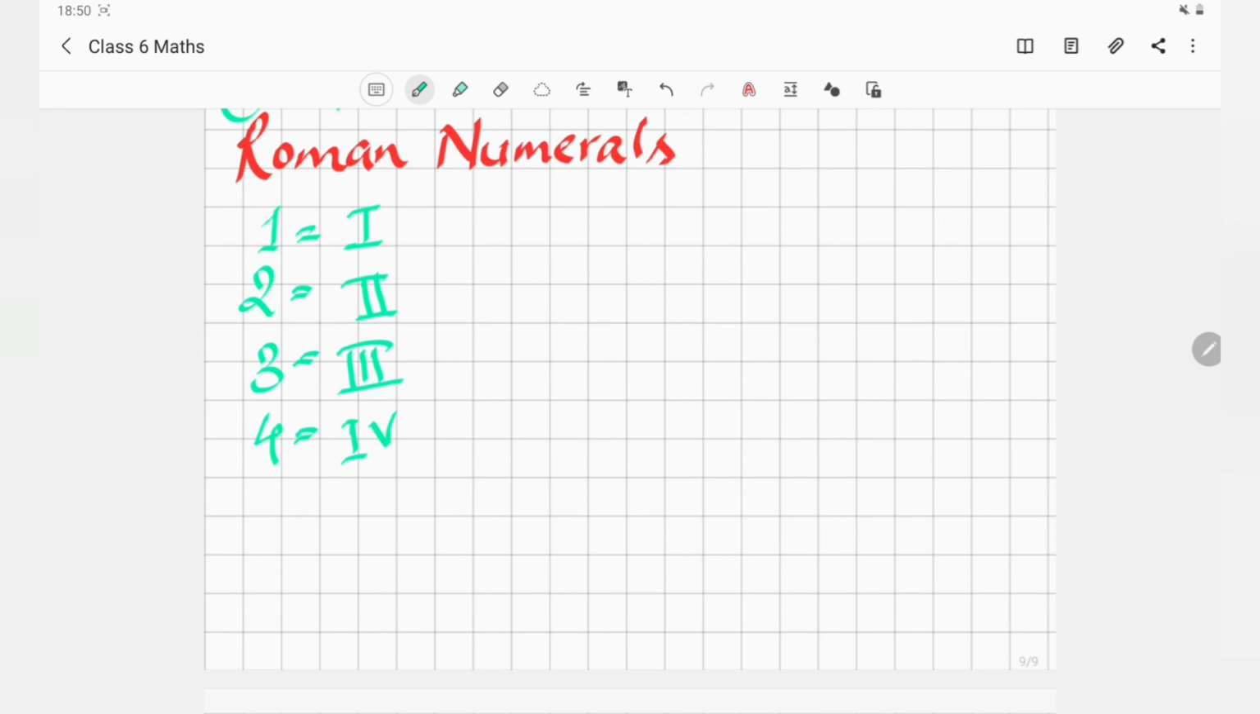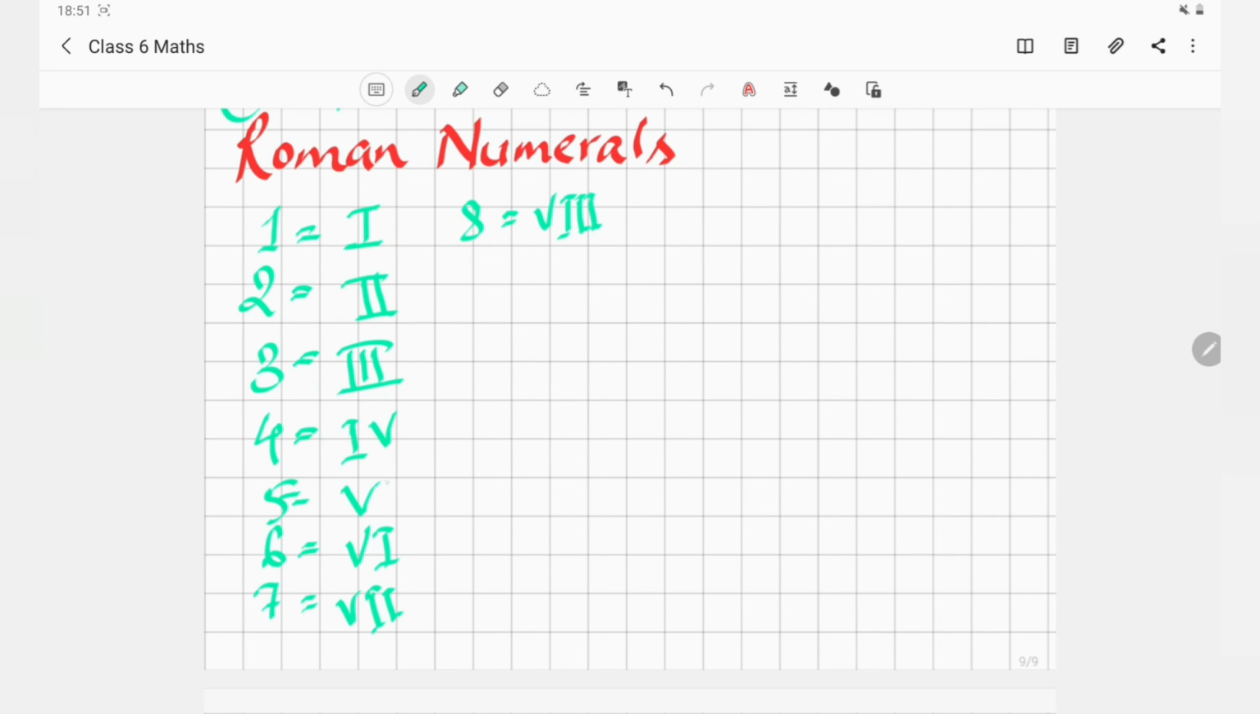For 4 it is I before the V, 5 is equal to V, 6 is equal to an I after the V, 7 is equal to 2 I's after V. Basically you are saying that V is 5 and after 5 you are adding 2. So this is how it is represented, V and double I, right? Similarly 8 is represented as V and 3 I's.